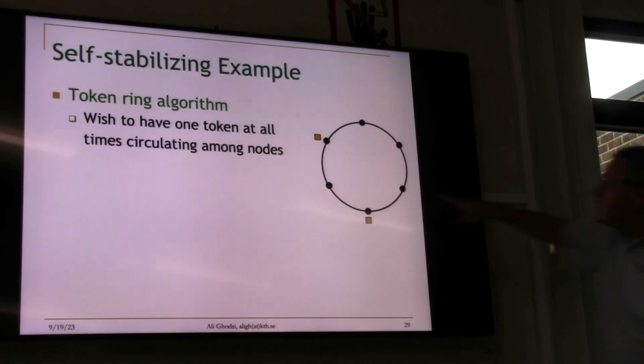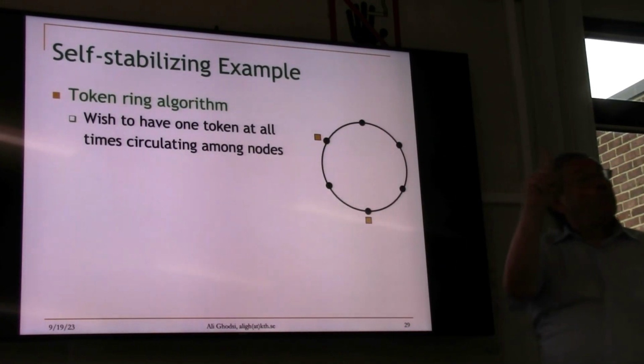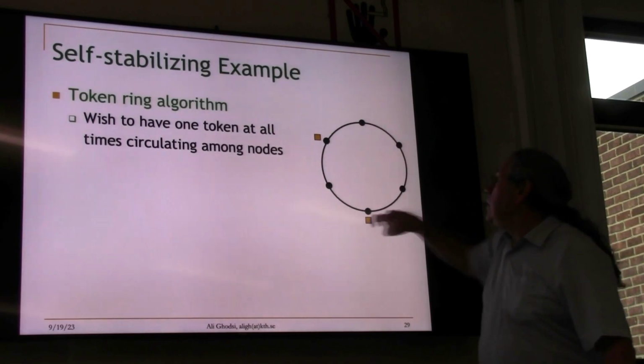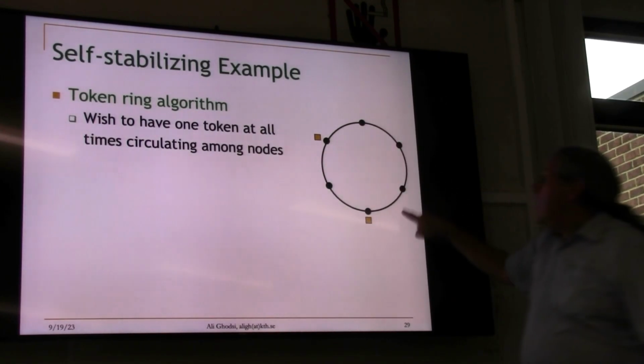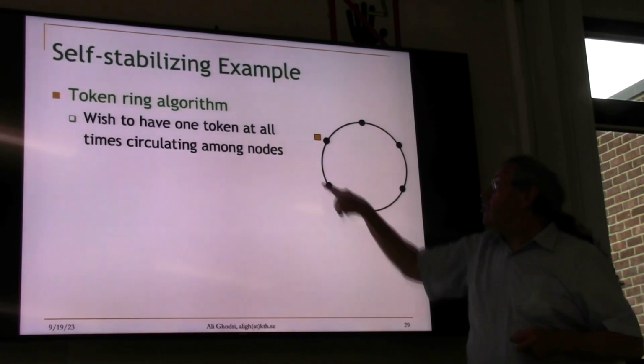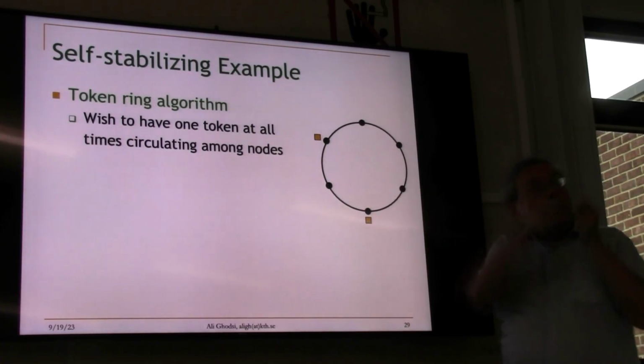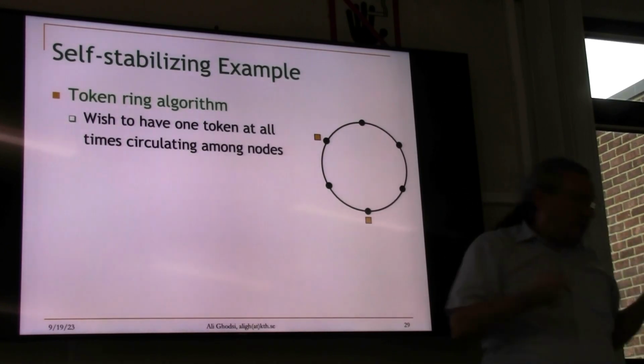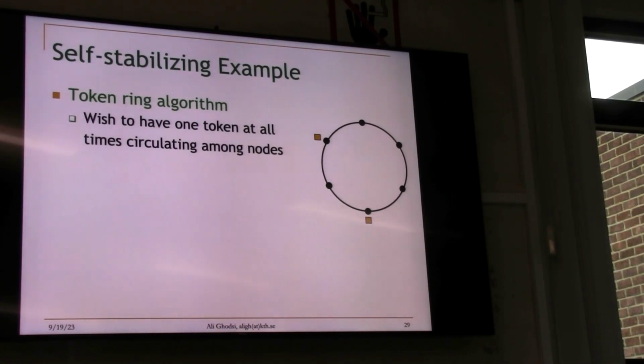And the thing is, there should be exactly one token circulating, and it's always circulating. And if I want to communicate from one node to another, I wait until the token arrives to me, and then I'm allowed to communicate. And if you do that, you're guaranteed there will never be any conflict.